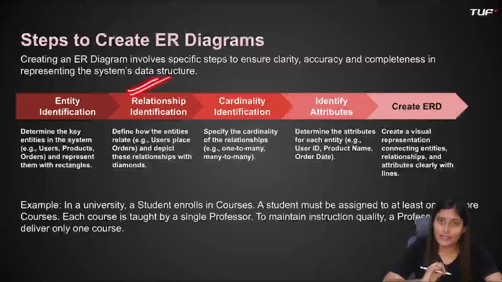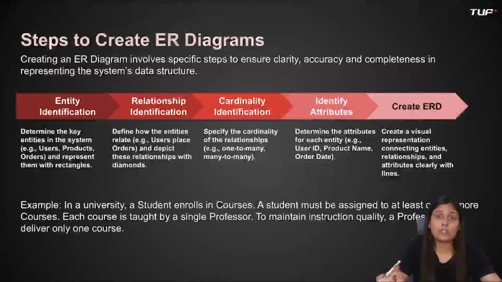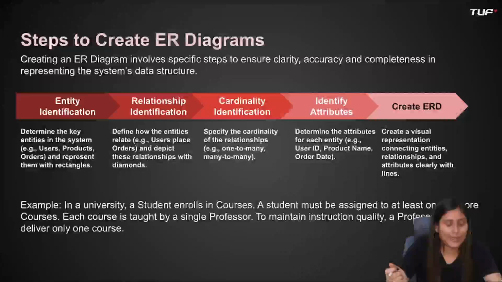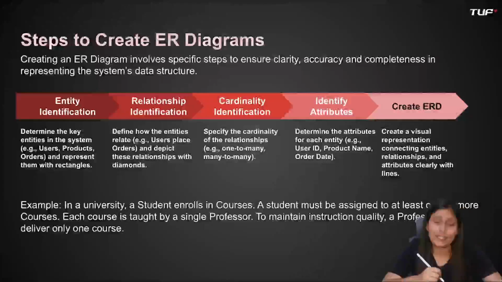Next is relationship identification. We should identify how these entities are going to be related to each other and what relationship should exist between those two entities. So define how the entities relate, users place orders, and depict this relationship with the diamond shape, right? Cardinality identification basically specifies the cardinality of the relationship, like one to many, many to one, like what type of relationship exists between those two entities, right?